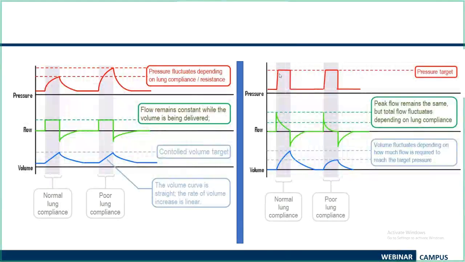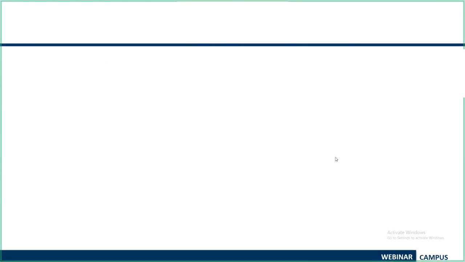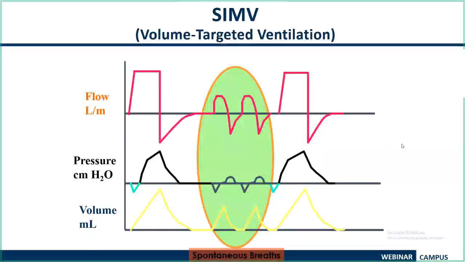But in pressure control, you can see the pressure set is constant, but the tidal volume will depend on the lung compliance. If the lung is becoming more stiff or the resistance is increasing, the volume generated will be less. So you should be very careful about that. Whenever you put the patient on pressure control, you have to monitor the tidal volume. Otherwise, the patient can get underventilated and go on to complications.